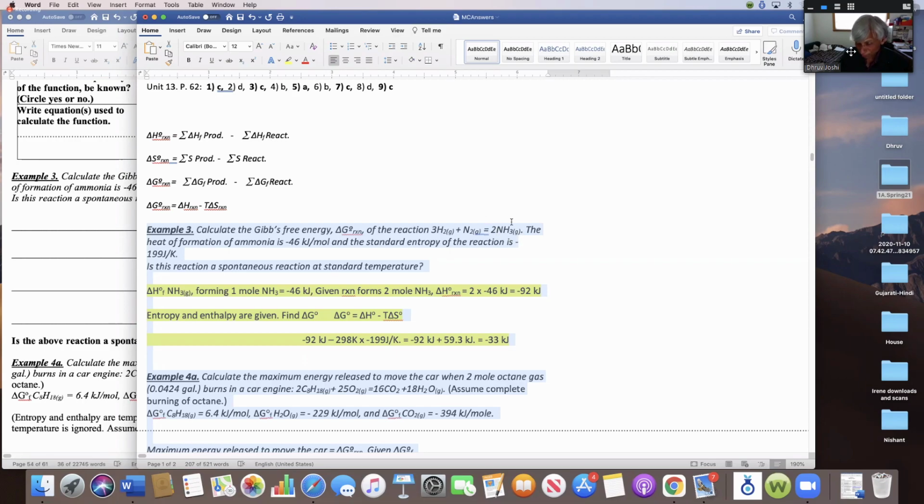This is a reaction, delta H reaction. The heat of formation of ammonia is negative 46 kilojoules. Heat of formation of ammonia is given, but that's not the heat of reaction of this reaction. Forming ammonia is 1 mole of ammonia. We have here 2 moles of ammonia, so we will need to multiply this by 2. So heat of formation is given. I want to find out delta G, and the standard entropy is given to me.